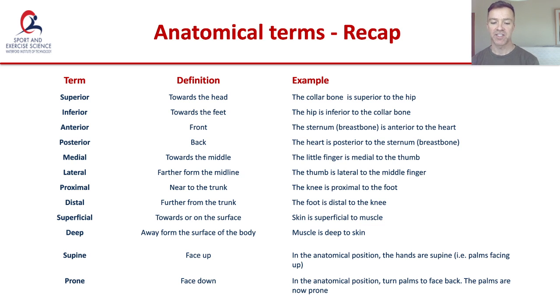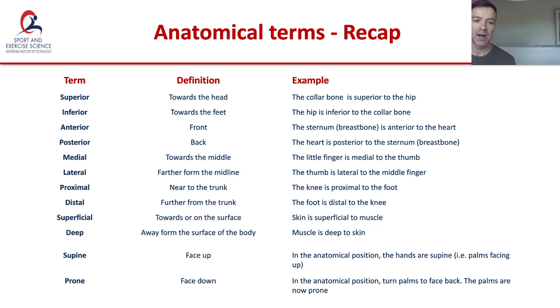In the anatomical position, we say the hands are supine, palms facing forward, and if we turn the palms backwards, then the palms are now prone. So we've moved our hands from our palms facing forward, where they are supine, to our palms facing backwards, where they are prone. If we move from a supine position to a prone position, we call that pronation. If we move from a prone position back to a supine position, we call it supination.